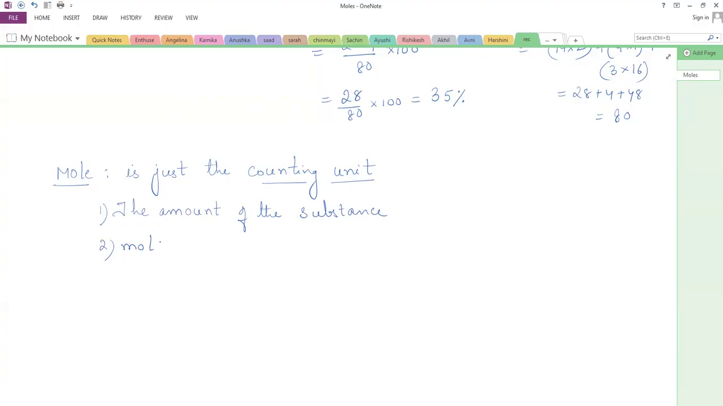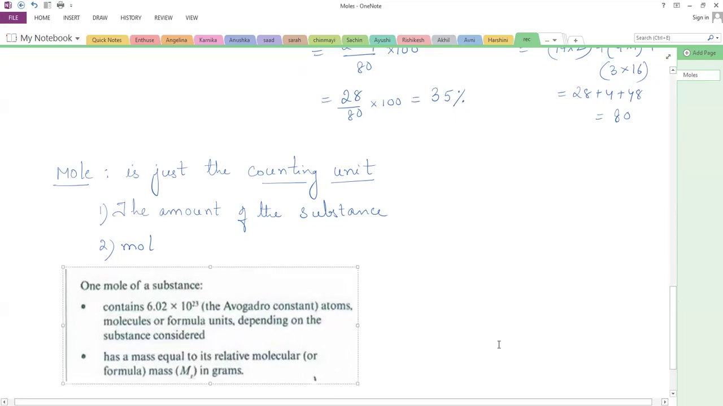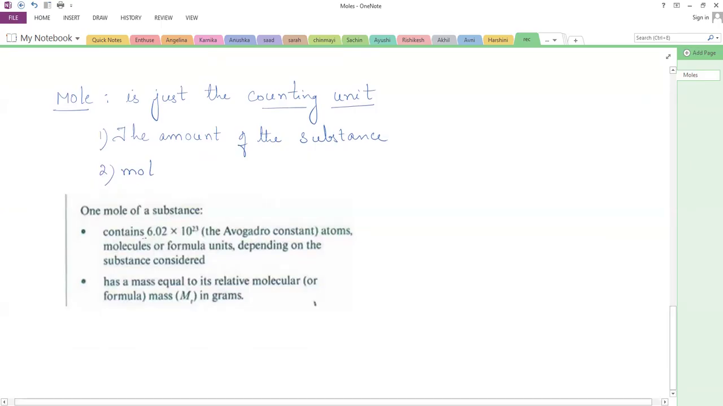And if you see, 1 mole of any substance contains Avogadro number of particles. Those particles can be atoms, molecules or formula units. So 1 mole of any substance contains 6.02 into 10 power 23, and this number is the constant which is called the Avogadro constant. This many atoms, molecules or formula units, depending on the substance we are talking about. It can be atoms, molecules, ions or formula units. So 1 mole of any substance contains so many particles.